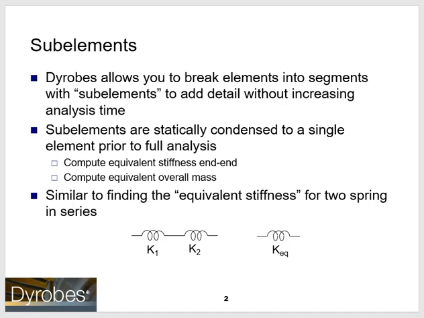Sometimes it can be useful to break an element up into subelements. For example, when you are modeling a complicated geometry with small features. Subelements can be a good way to get overall mass distributions right without using an enormous amount of elements. Subelements mainly function as a way to condense a complicated set of elements into a single entity. This is similar to finding the equivalent stiffness for two springs.